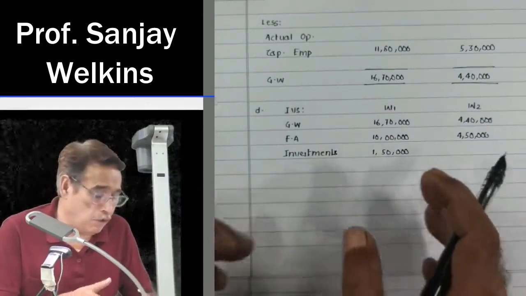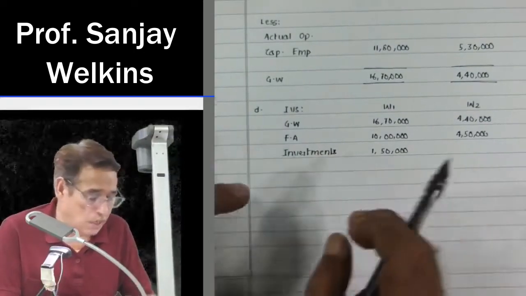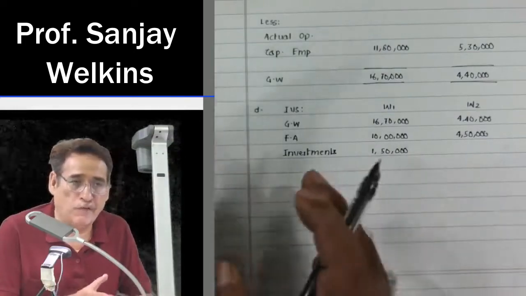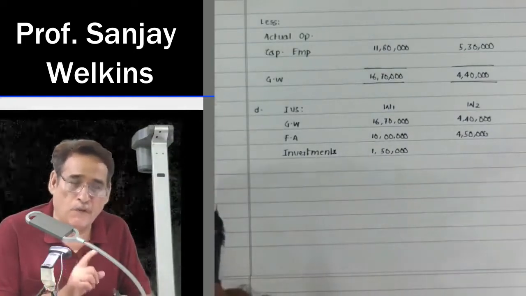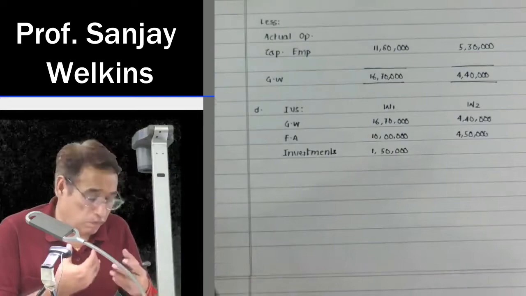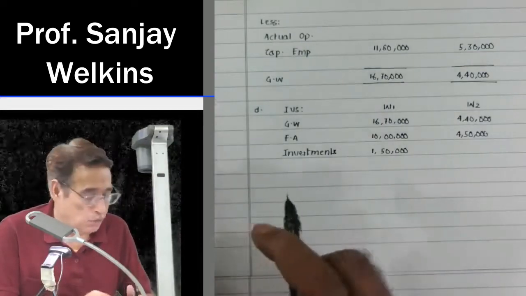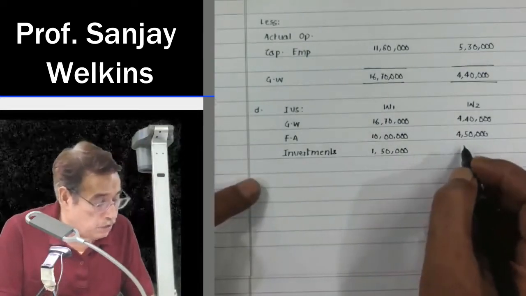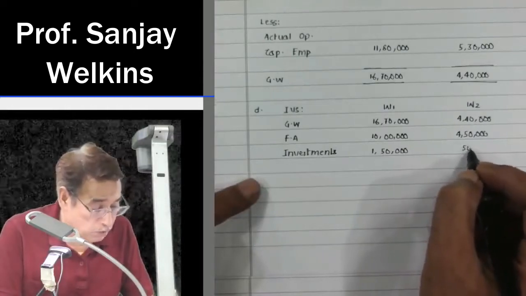For example, if we want to do valuation of shares now, I will consider investment irrespective of whether it is trading or non-trading. Only for computation of goodwill, investments, if non-trading, will not be taken into account. Otherwise, whenever you write assets, you will consider investment also.